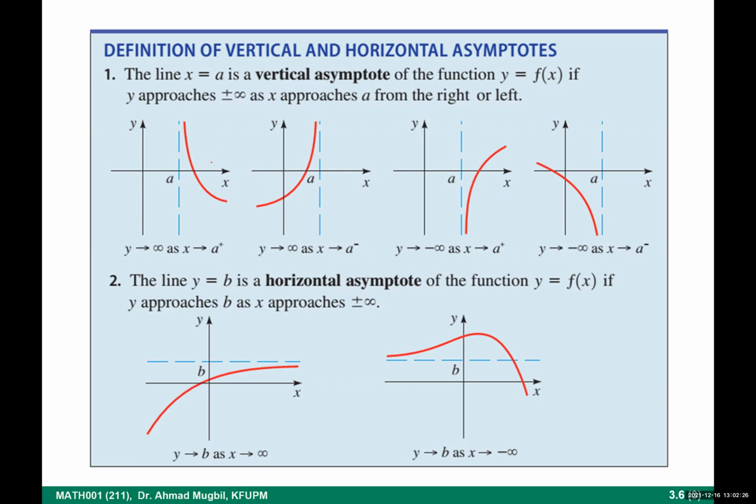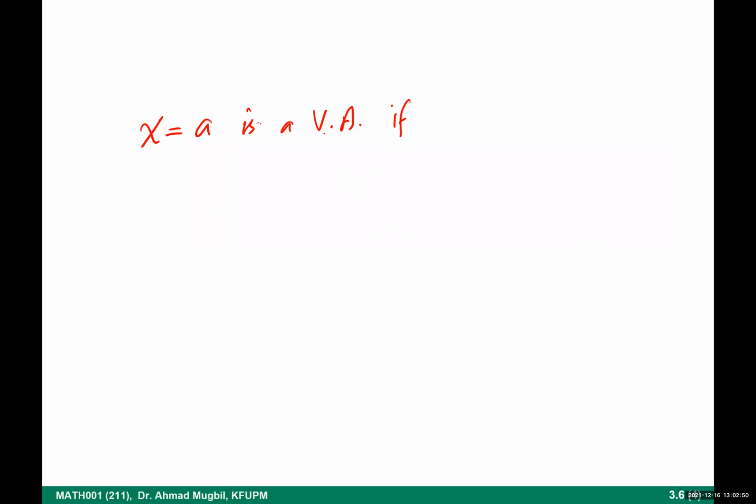So first of all, let's look here at what happens when x approaches A from the right or from the left. The y goes to where? y goes to positive infinity. Here, when x approaches A from the left or from the right, the function y goes to where? To negative infinity.